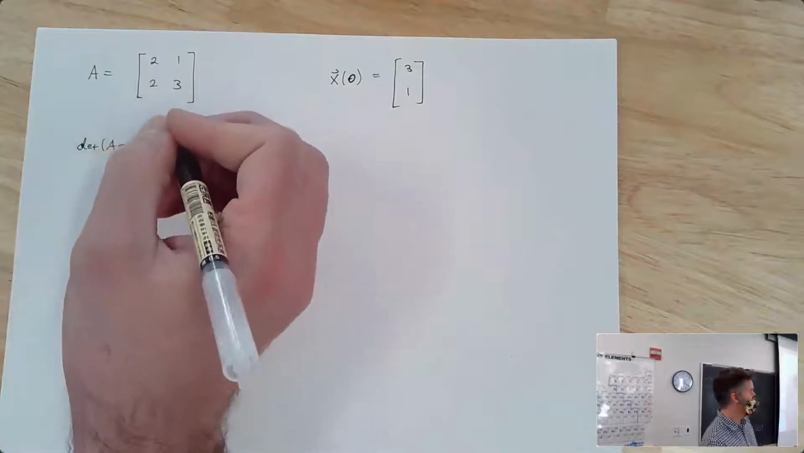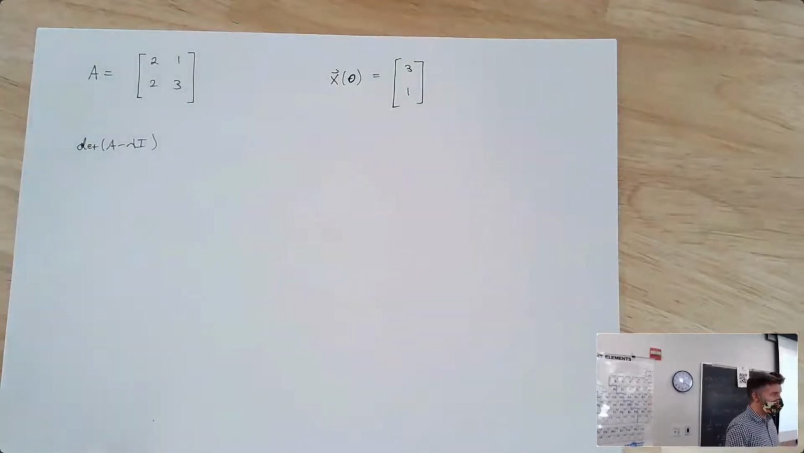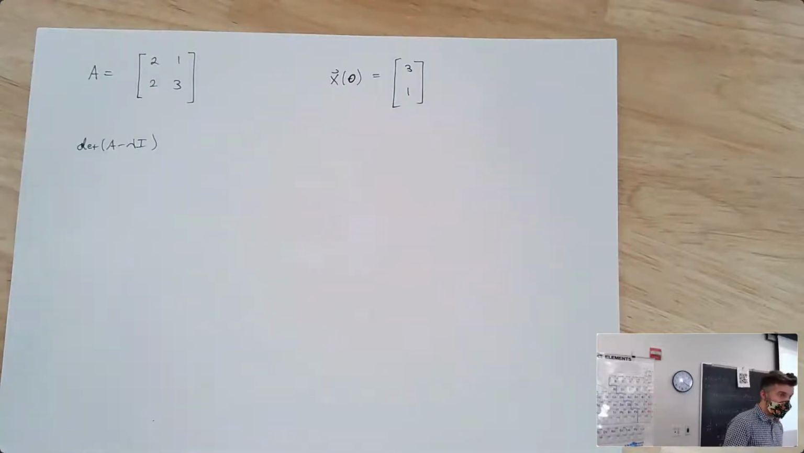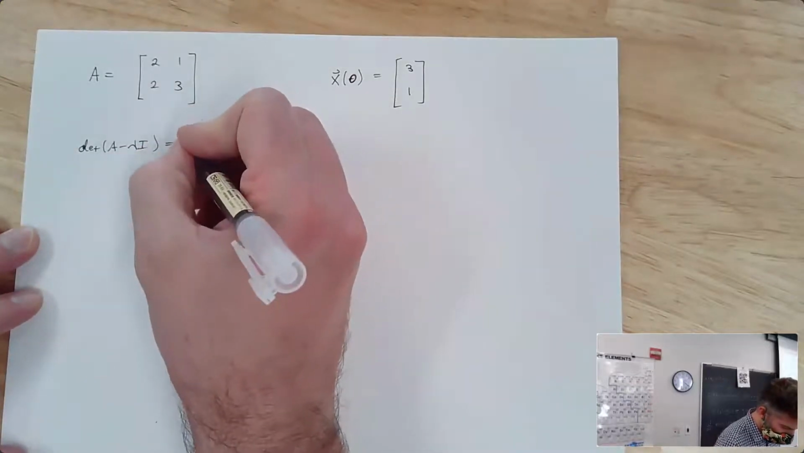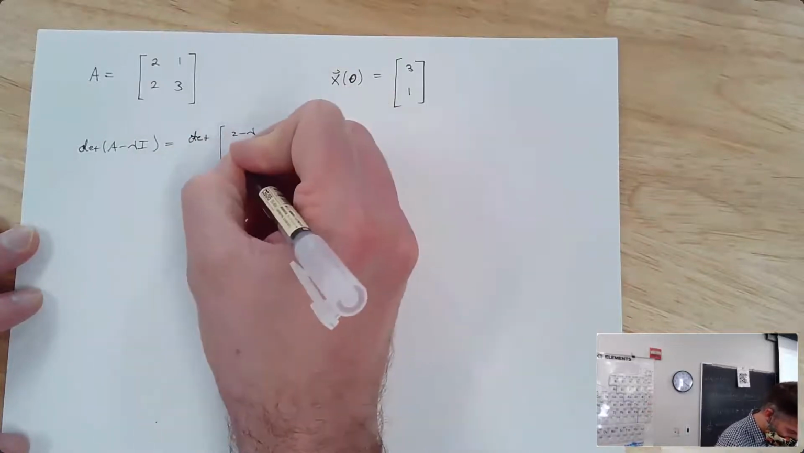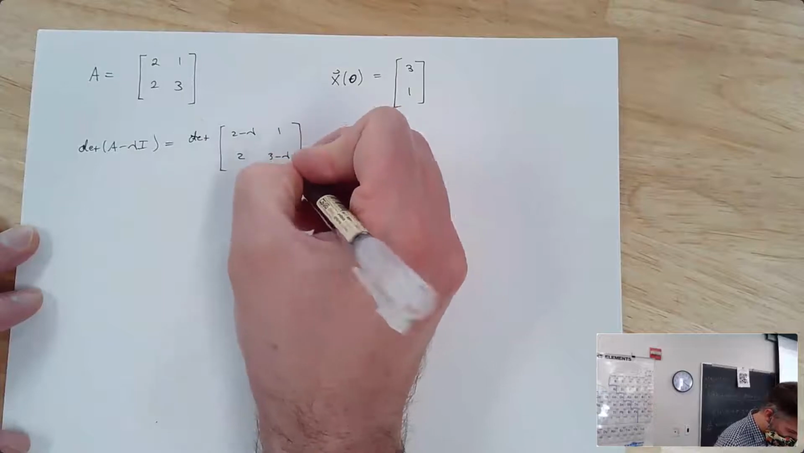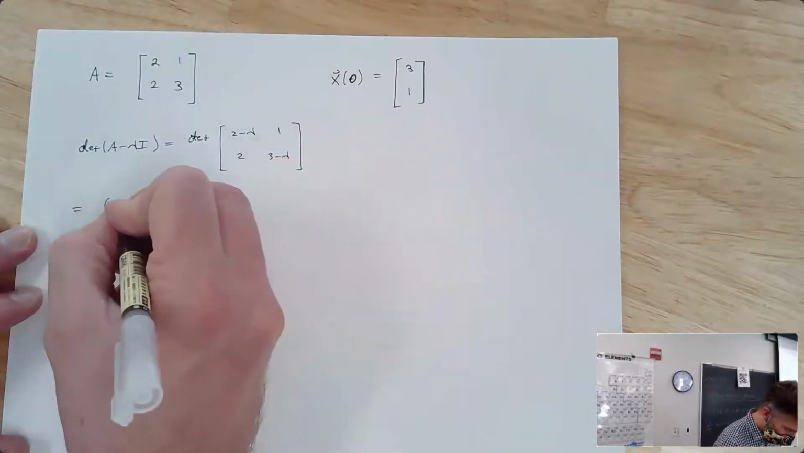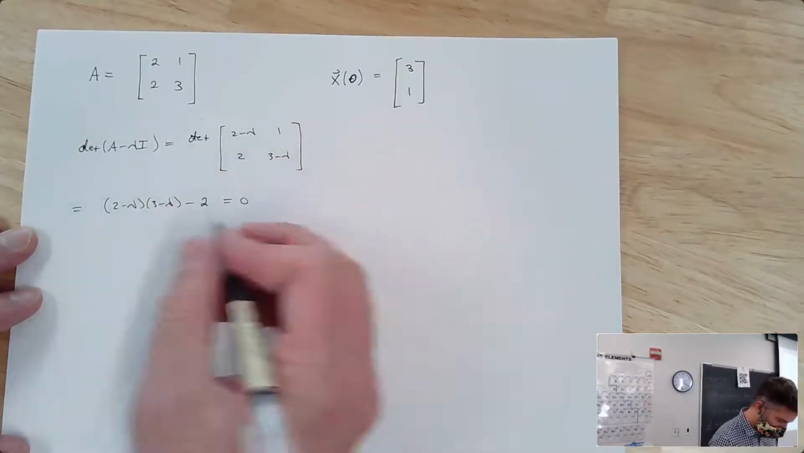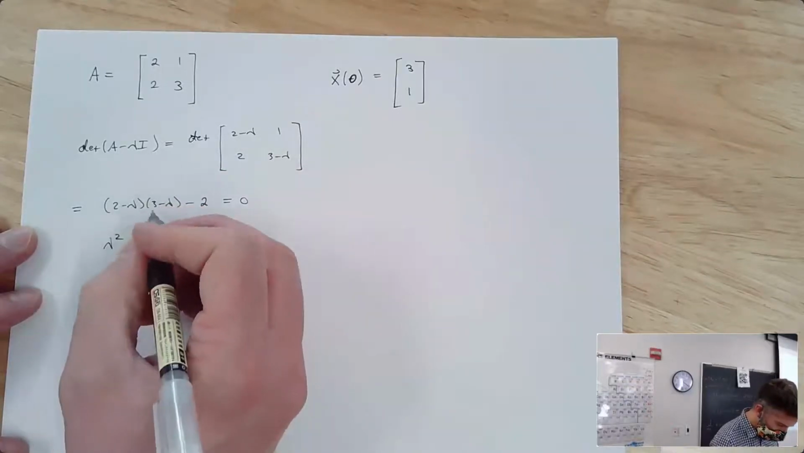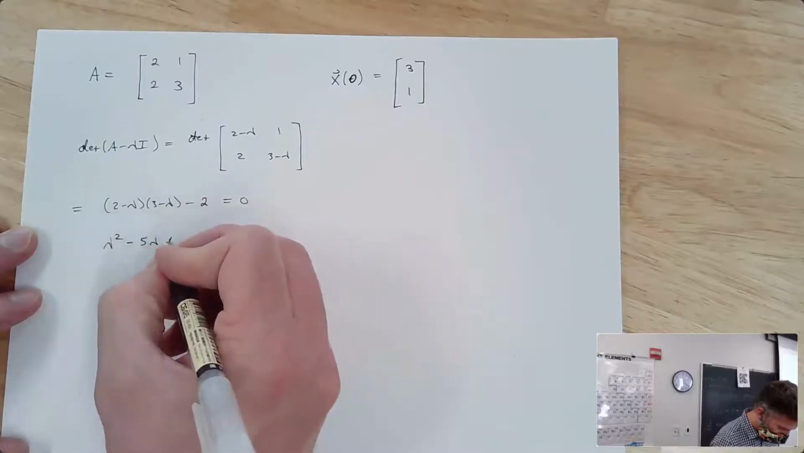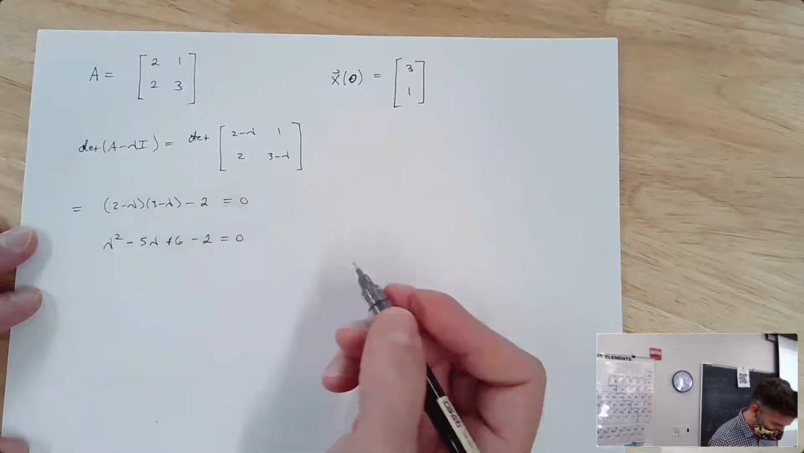The thing about the trace determinant method is you are automatically using the quadratic formula. Whereas if you do it this way, you might see an easier way of factoring. So that's going to be the determinant of this. So that's going to equal (2 minus lambda) times (3 minus lambda) minus 2, and that's equal to 0. So I'm going to get lambda squared minus 3 lambda minus 2 lambda, which is minus 5 lambda, plus 6 minus 2 equals 0.